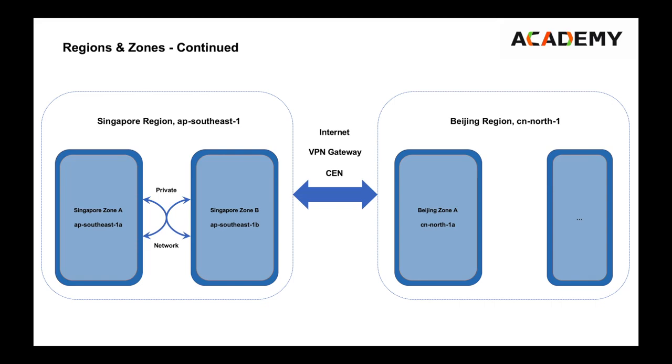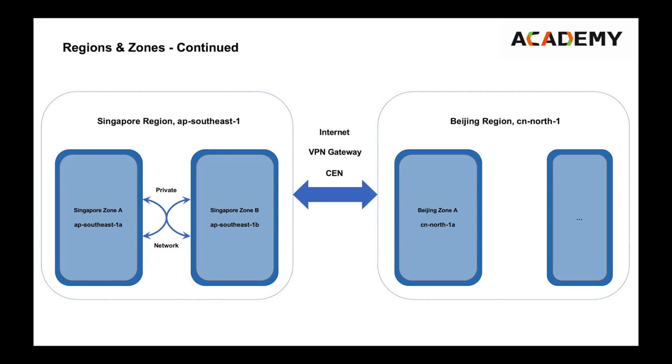So it's important to understand the network topology, the connectivity between regions and zones. Within a single region, all of the zones are connected together over Alibaba Cloud's private network, and traffic that passes between the zones within a region is free. So if you communicate over our private network between an ECS instance in Zone A and an ECS instance in Zone B, both in Singapore, then all of that network traffic is free. However, if your instance in Singapore needs to talk to an ECS instance in Beijing, that will not be free.